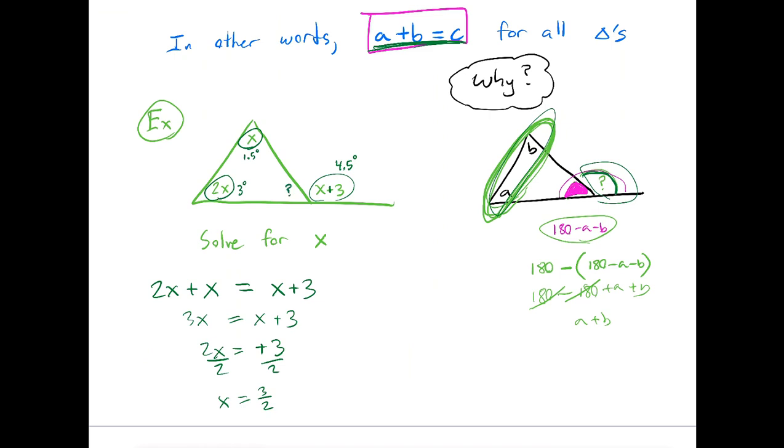What is this other unknown angle here? Well, it's just 180 minus 4.5. So this would be 175.5 degrees. And you can check, is the sum in here 180? Yes. Is this a linear pair that sums to 180? Yes. So all that checks out.